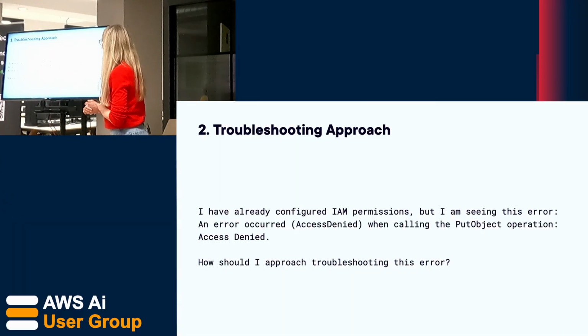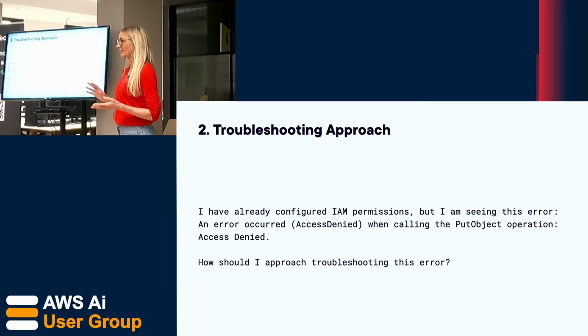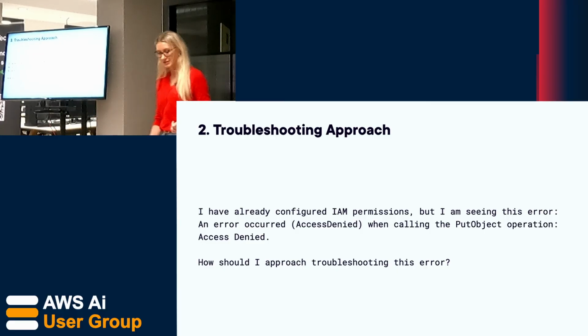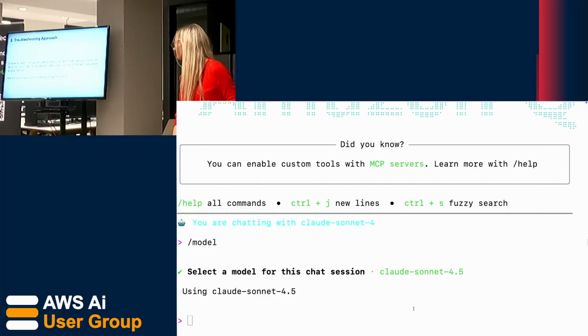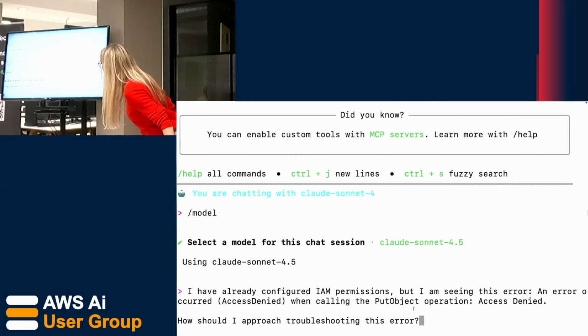Next, I'm asking it to help me with a troubleshooting situation. So I've configured what I think is the correct IAM permissions, but I'm getting access denied here when I try to add an object to my S3 bucket. How can I approach troubleshooting? And it could be all sorts of things are wrong here. So let's ask Kiro.